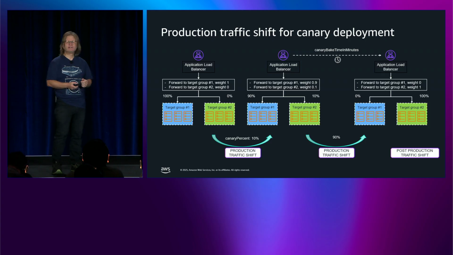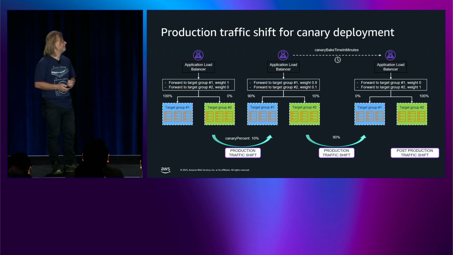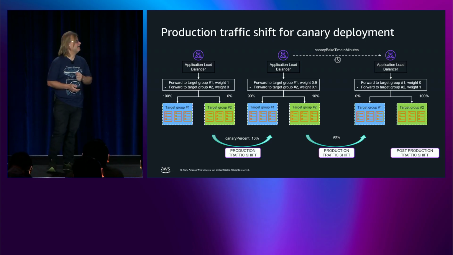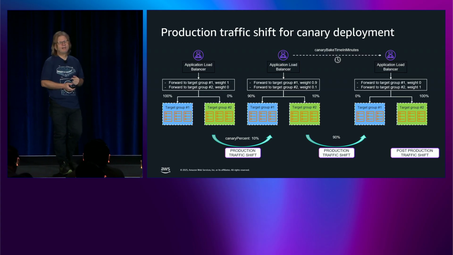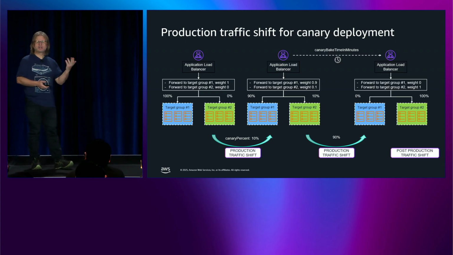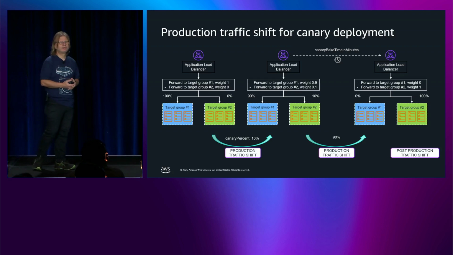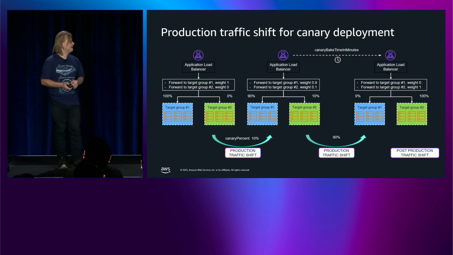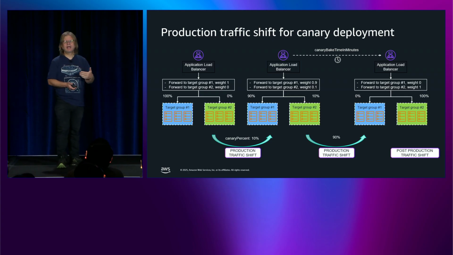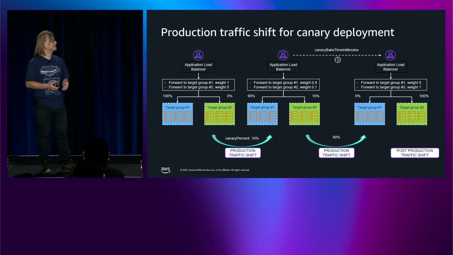In this case, we've got 10%, but you can configure that. And we specify a Canary bake time. And for the duration of that Canary bake time, we will have that percentage of production traffic going to the green environment. Once the Canary bake time is over, production traffic shift is entered again. So we invoke the hook again if there is one. And then that completes the rest of the traffic shift to production.